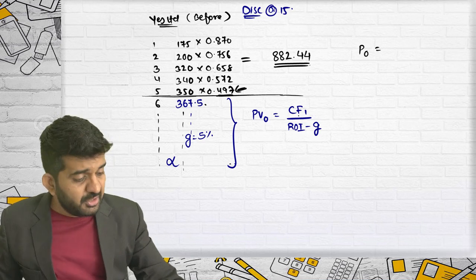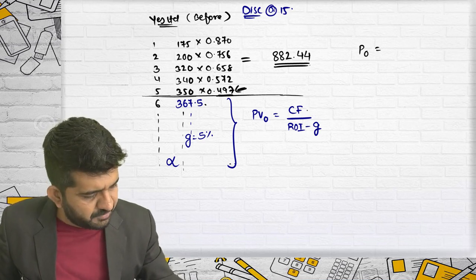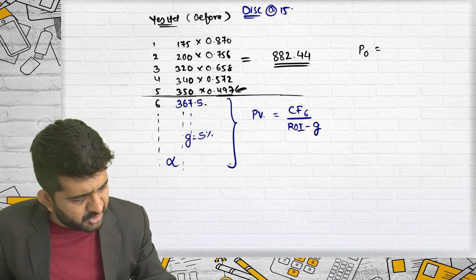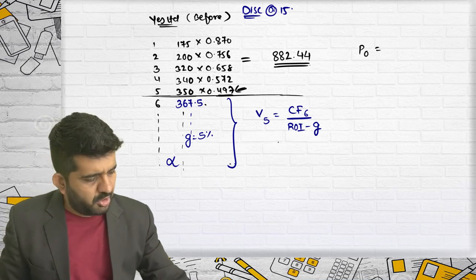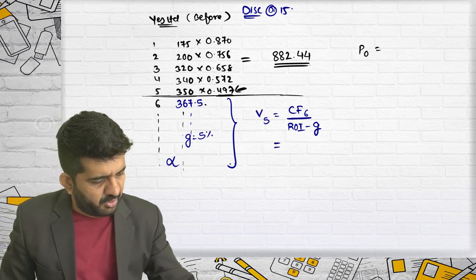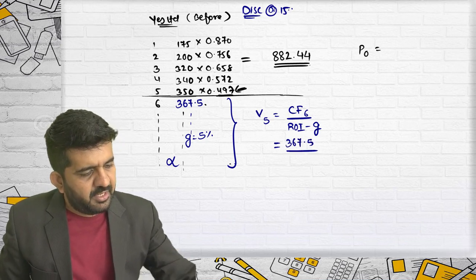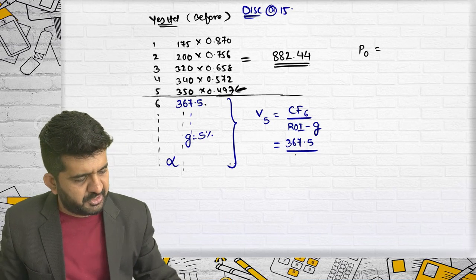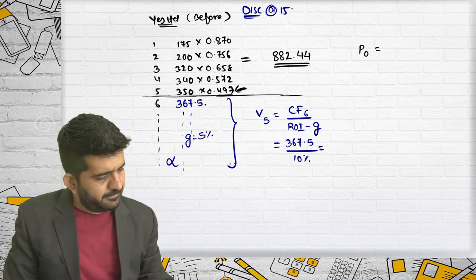But here, cash flow of first year is not available. So this will become cash flow of 6th year and this will become value of 5th year. The formula can be modified. What is cash flow of 6th year? It is 367.5. Rate of interest is 15% minus 5% is 10%. This answer will be 3675.